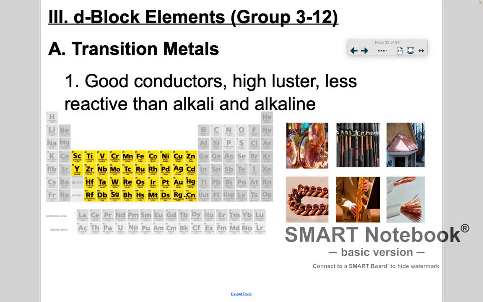And these are the new ones that are not on my periodic table, so I've never even seen them. There's seaborgium, but yeah.